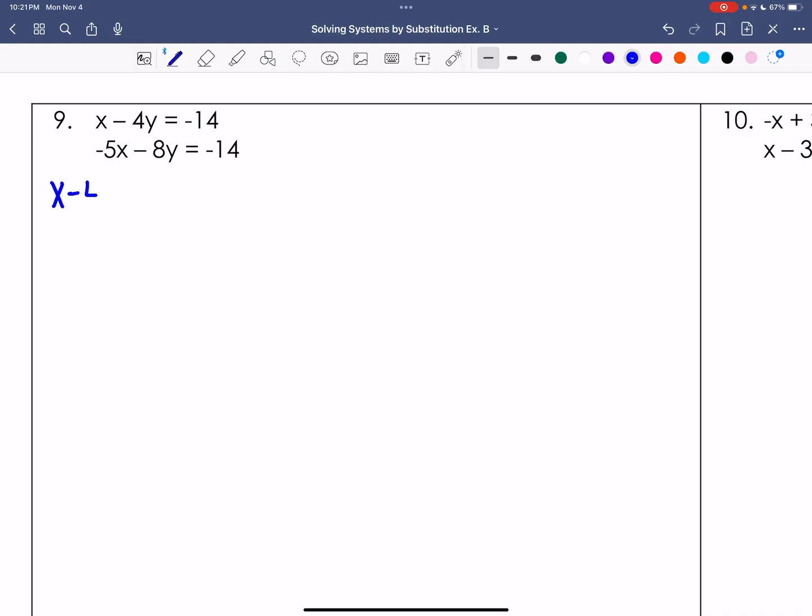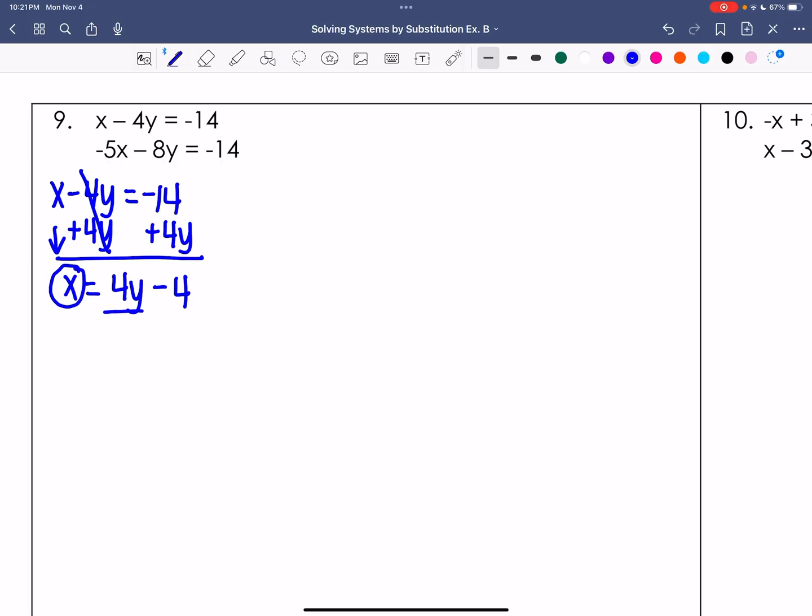So here I have x minus 4y equals negative 14. I want to solve for x. I want to get x all by itself, but right now, 4y is being subtracted. So to get x by itself, I'm going to add 4y to both sides. And I end up with x equals 4y minus 14. Now, I know that x is equivalent to 4y minus 14.